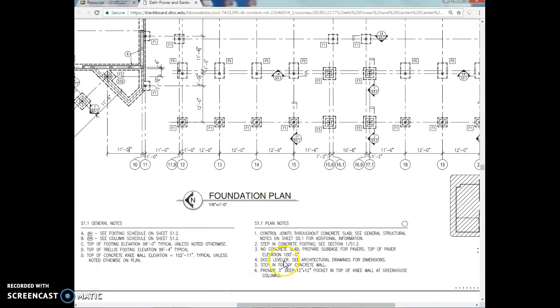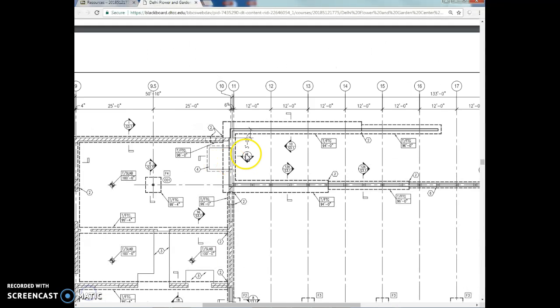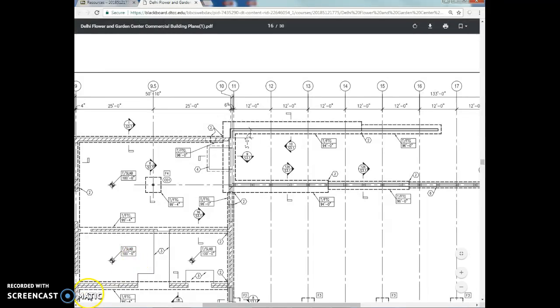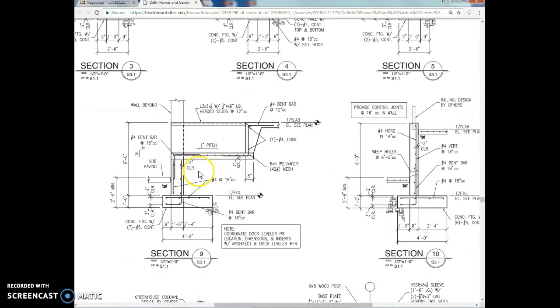Okay, so that says dock leveler, see architectural drawings for dimensions. So that's not exactly what I was looking for. I want to see if there's a section cutting through that. So I do see that section 9 on sheet S3.1 could provide me with more information, so I'm going to go to that drawing. So this is a section through the dock leveler pit. You can see the footing, the foundation wall, and then this is actually the pit, and then it comes up to meet the slab, like where the trucks would back in, and then you would put your little cart on here and get the materials off of the truck.